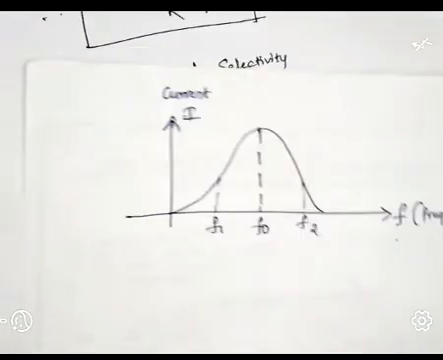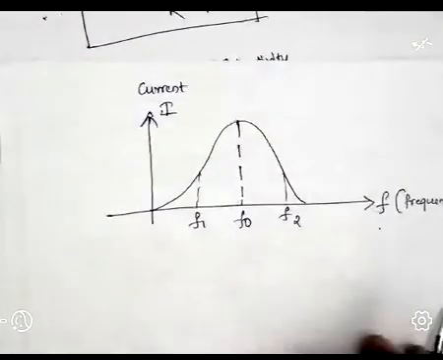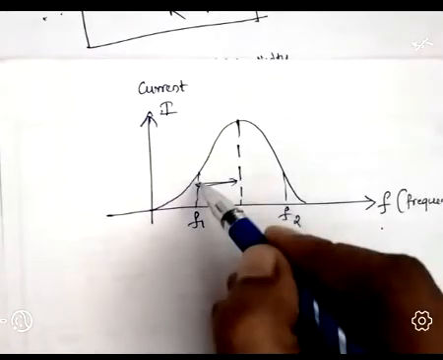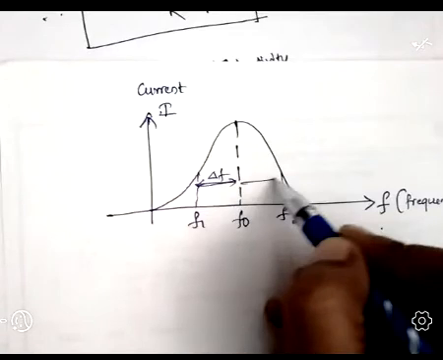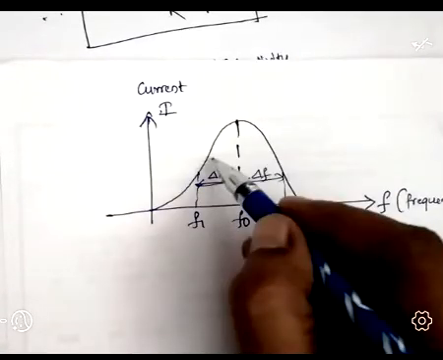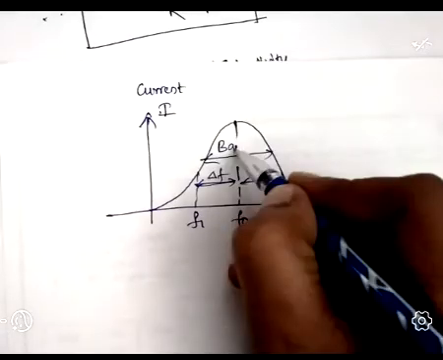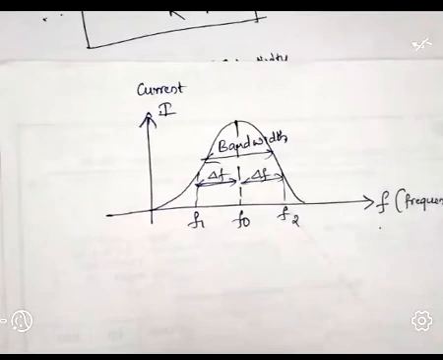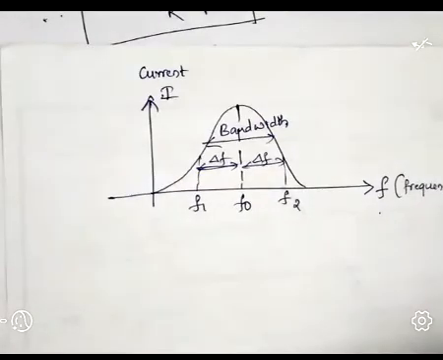Now, whatever we discussed right now, I'm going to represent in terms of diagram. This is what, delta f. It is also delta f, and this entire frequency range is called as band of frequencies. That is called as bandwidth. Okay. Now see what we are getting here.